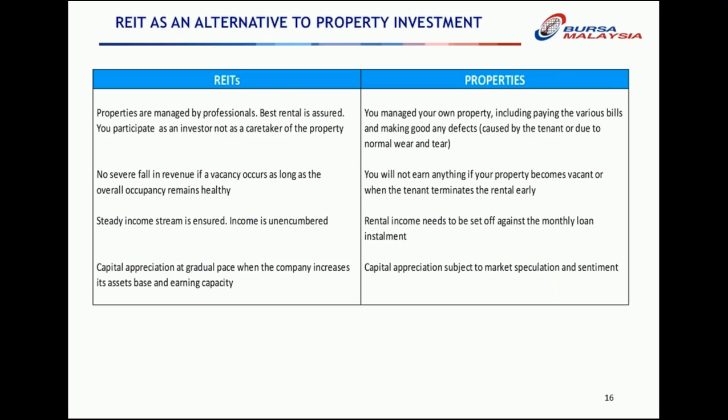Now, the only thing is that in terms of capital appreciation, REITs are at a very gradual pace as the company increases its asset base and earning capacity. Whereas in property, capital appreciation is subject to market speculation and sentiment. If suddenly all the people rush into that particular property, then you will see that the rental would also spike up. Then you also see that the value of the property would spike up.